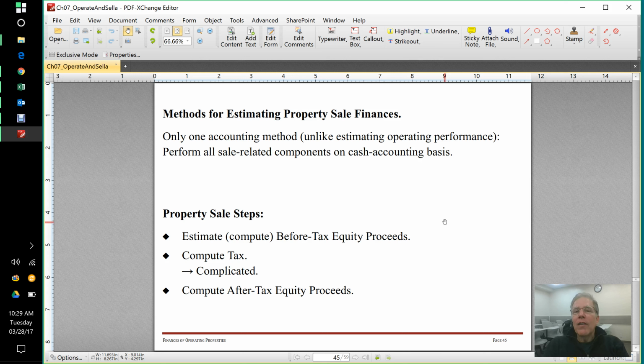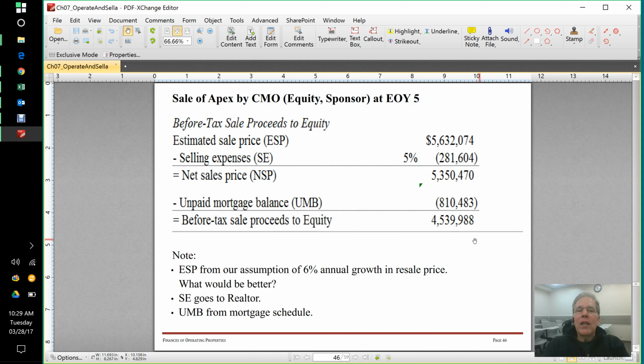We, of course, have to estimate our selling methodology and the price that we're going to get, hopefully, for selling the property. What we're going to do is estimate our before-tax equity proceeds, compute our tax, which will be complicated, and then compute our after-tax proceeds to equity.